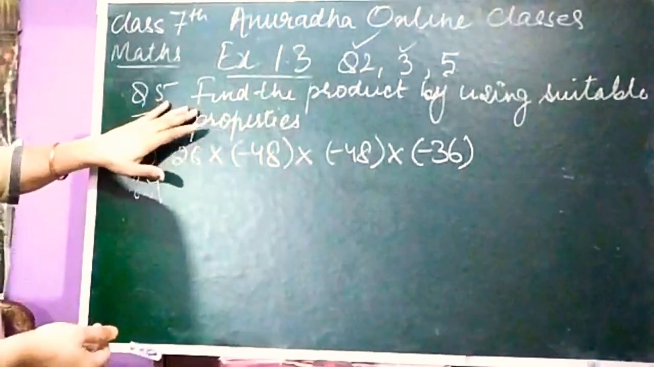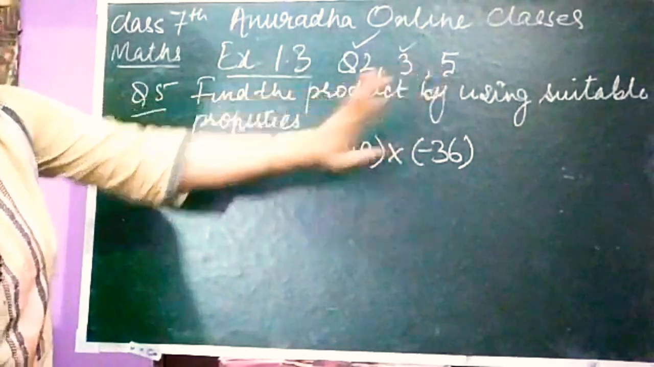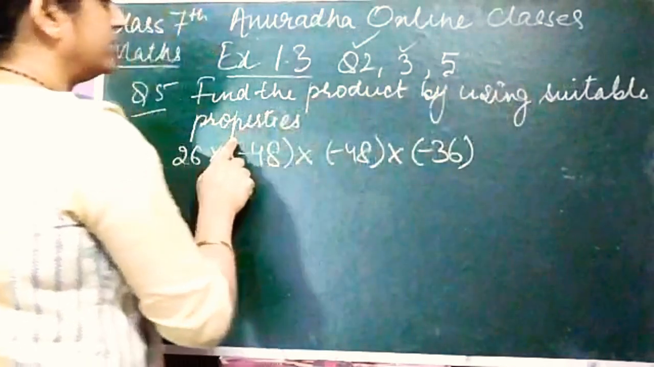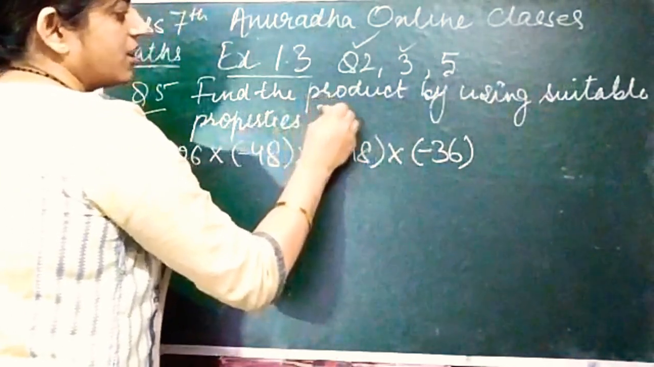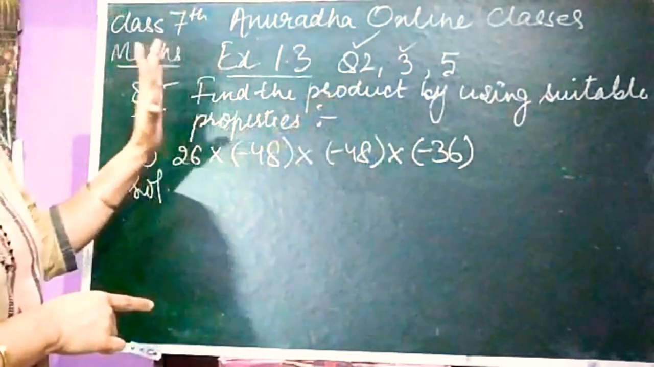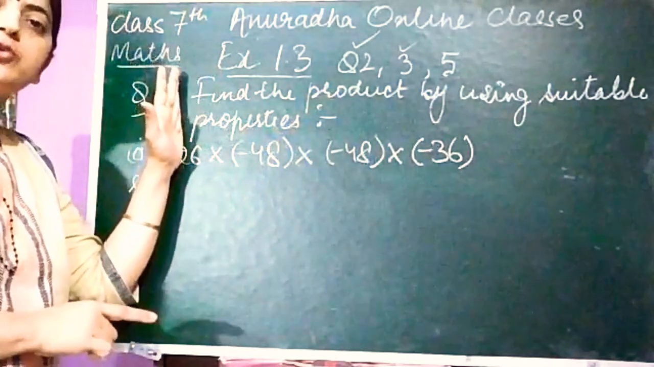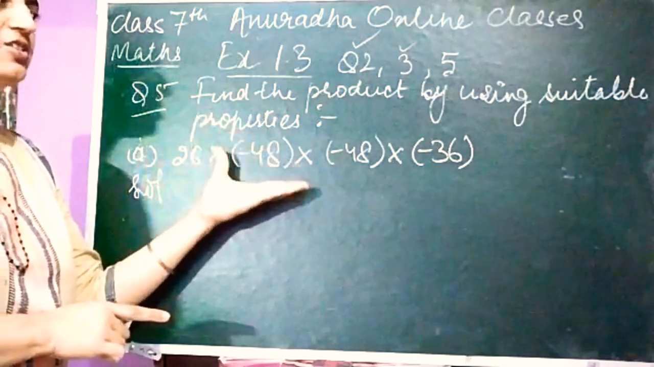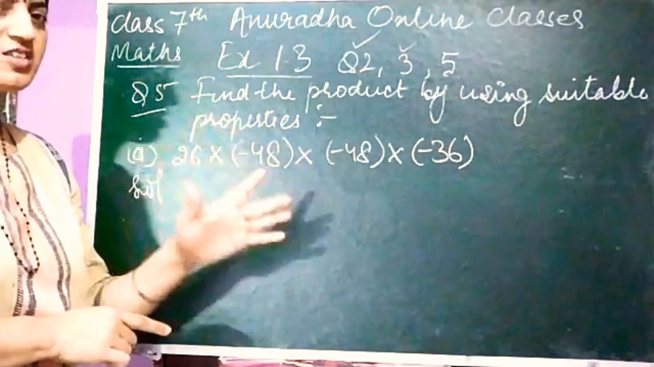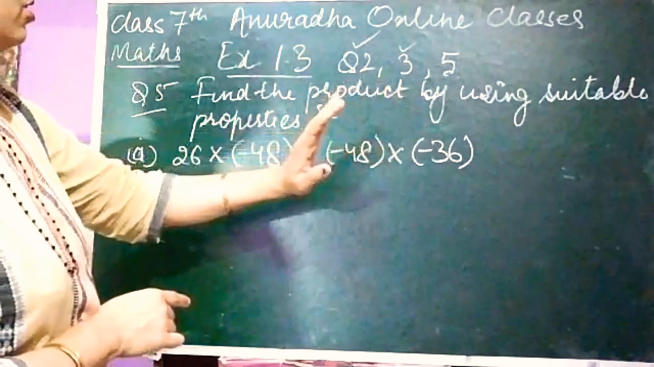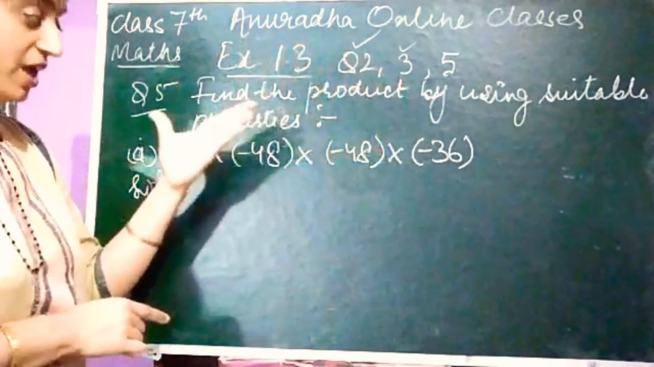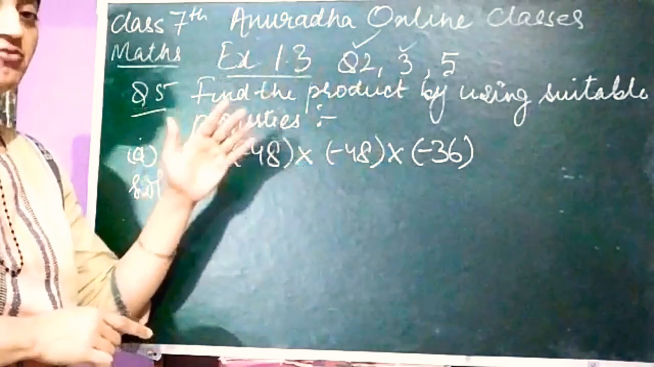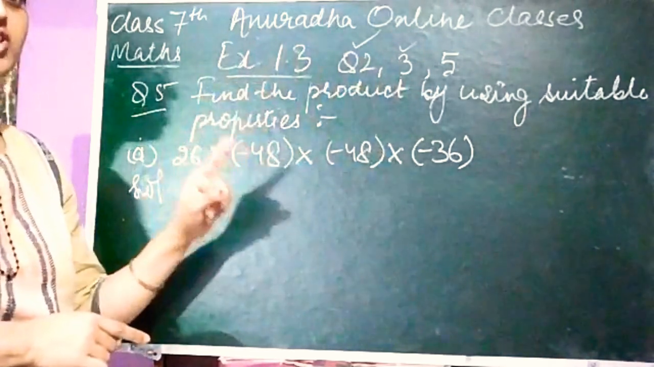So children, here we are at question number 5. Find the product by using suitable identities. Before this, I just want to tell you that this question is very important from your exam point of view. Questions are mainly asked from this chapter. And one more thing, whenever you are doing this exercise, watch the video where I have told you all the properties. Watch it again.